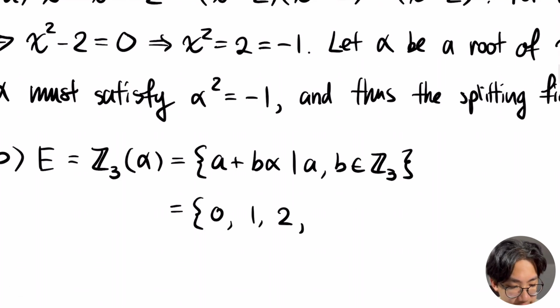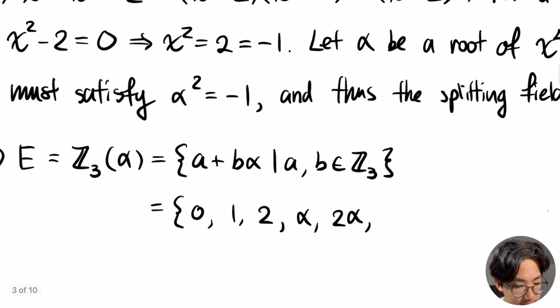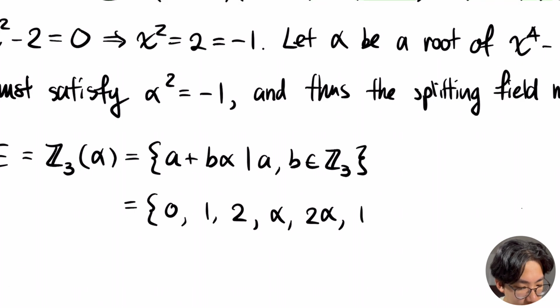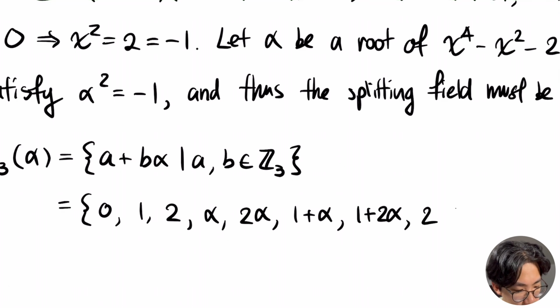And now we can fix a to be 0. So if a is 0, and let's say b is 0, then obviously we still have 0. A is 0, b is 1, we have alpha, then we have 2 alpha. And then now we can just simply mix and match, right? So if a is, let's say, 1, b is 1, 1 plus alpha, 1 plus 2 alpha, and then I think you also have 2 plus 2 alpha.